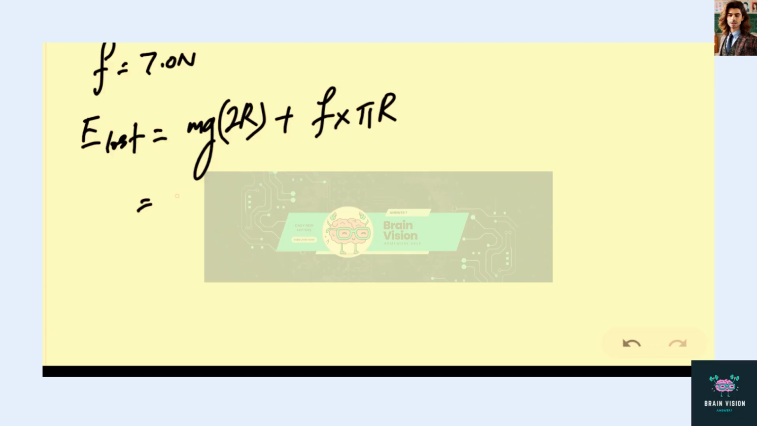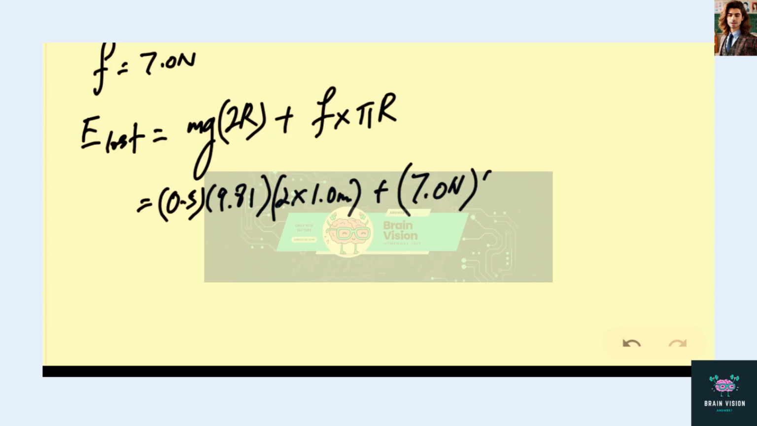And this, putting all the values in, radius is given as 1 meter. And we should get about 31.8 joules.